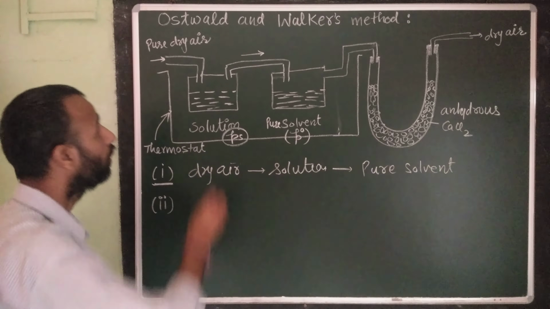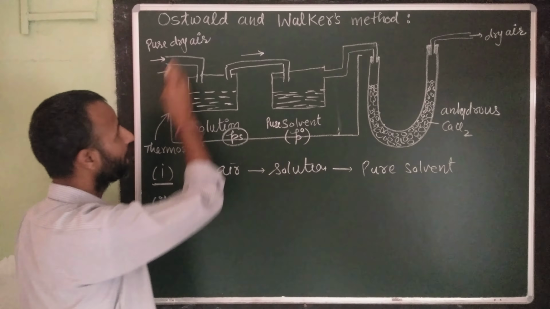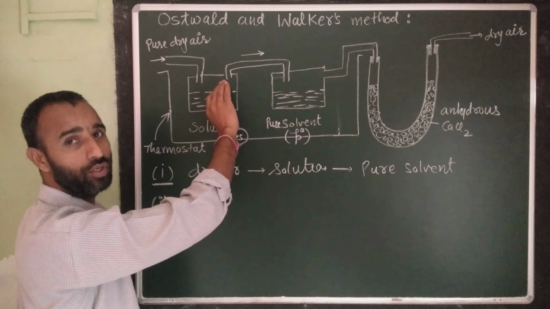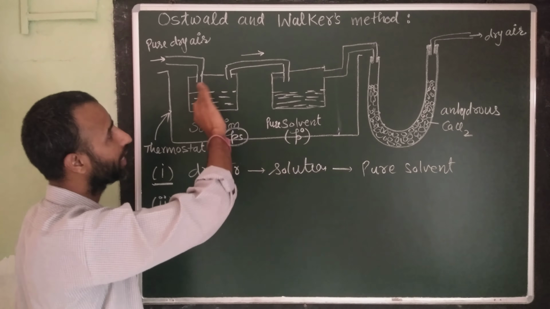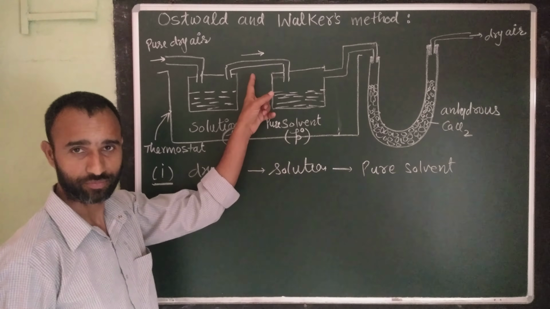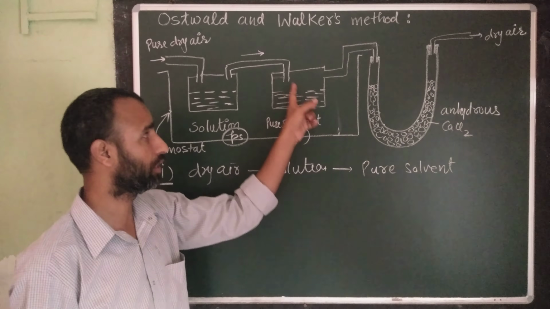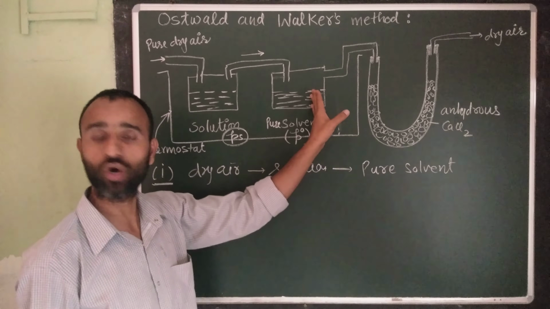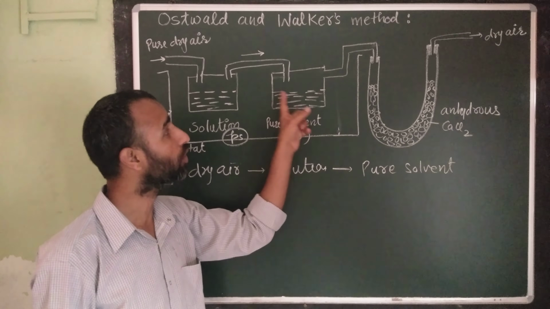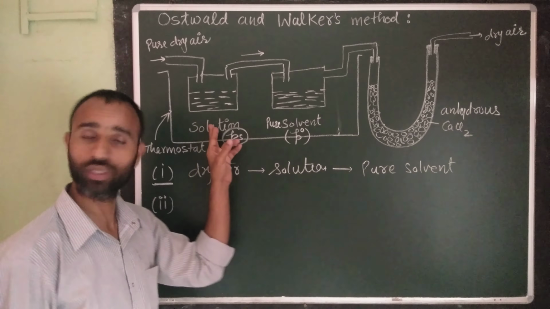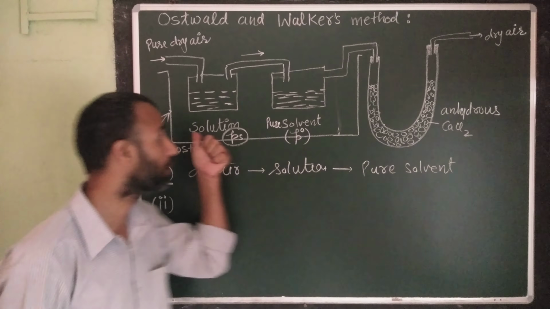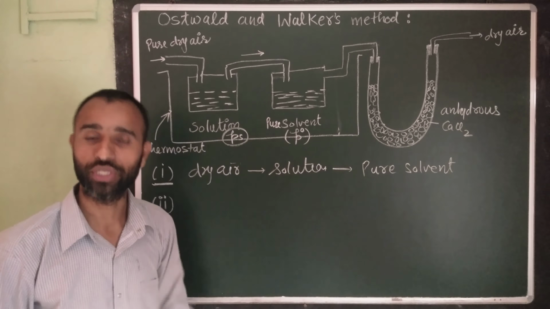Okay, now when this gas, dry air, is passed through it, it carries the vapor along with it. When it carries the vapor along with it, then there is a loss in weight. Again, in the pure solvent, it becomes P naught. So again there is a loss in weight, and these losses in the weight of the solution bulb and solvent bulb are proportional to the vapor pressure carried with it.